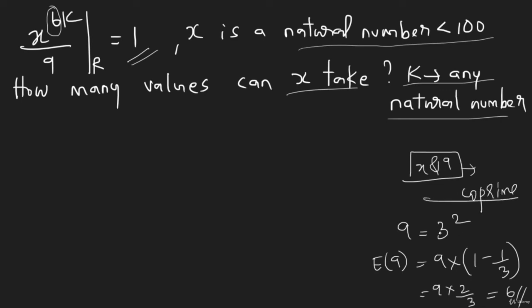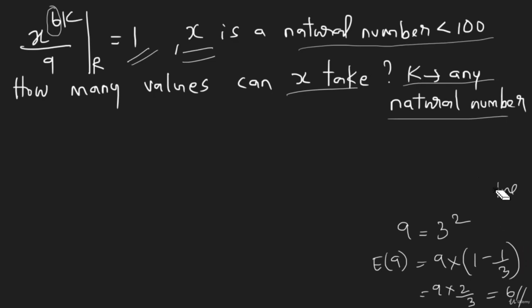Now, before we move ahead, pause the video again. Try to solve it now. Alright, so we are back. We have seen that over here in the question itself, you have x to the power 6k. So if x is co-prime to 9, this expression always will give you a remainder of 1. So you just need to find out all the values of x less than 100 such that x and 9 are co-prime.